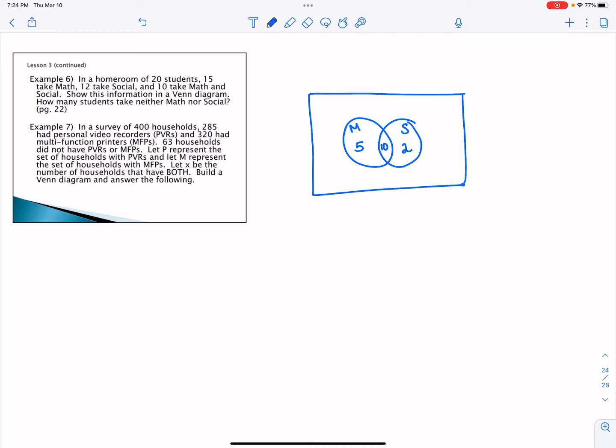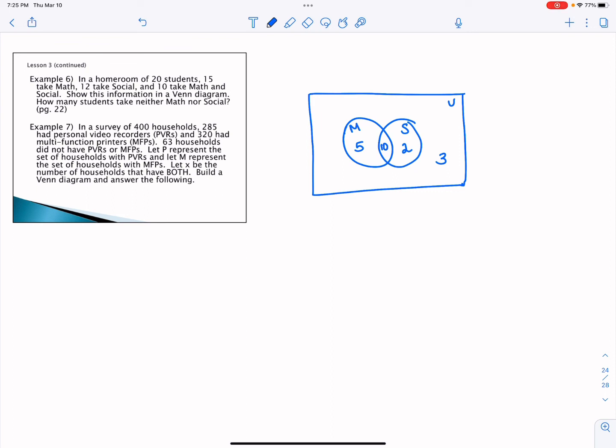Now we're kind of missing something here. We know that the universal set on the outside has to have a total of 20 students. If I add up the members inside those Venn diagrams, 10 and 5 is 15, 15 and 2 more is 17. So we only have a total of 17 students that are taking math or social. What that means is we have an additional 3 students that aren't taking any of those subjects.